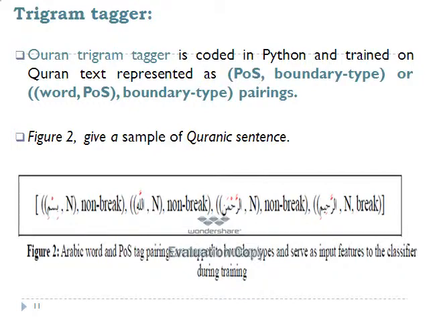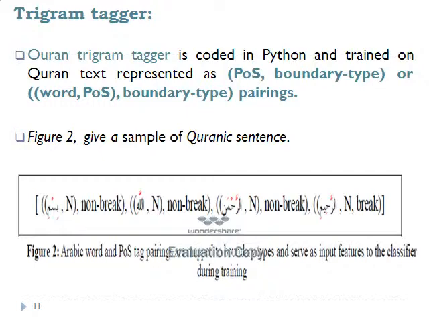Trigram tagger. The Quran trigram tagger is coded in Python and trained on the Quran represented as part of speech and boundary type, or word part of speech and boundary type bearings. Figure 2 gives a sample of a Quranic sentence. Arabic words and part of speech tag bearings are mapped to boundary type and serve as input features to the classifier during training.